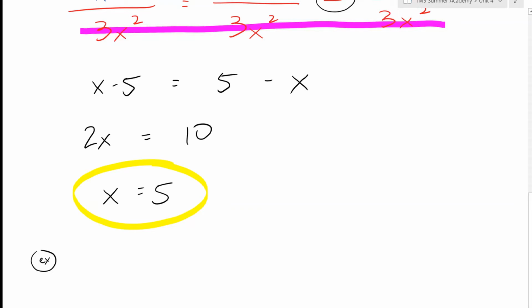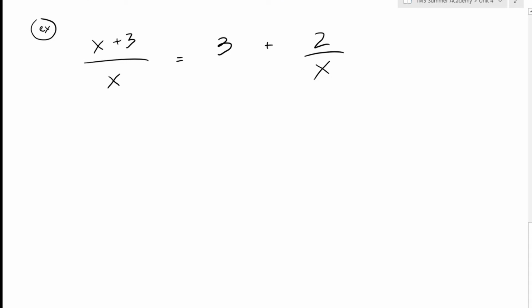For example, let's say they gave us x plus 3 over x equals 3 plus 2 over x. So we see this time we got a fraction equal to a whole number plus another fraction. We can make this a fraction because we're working with rationals here, working with fractions altogether. I can see that most of them have an x on the bottom. This one doesn't. I can multiply this one by x in order to get the common denominator of x, but what I do at the bottom, I need to do to the top.